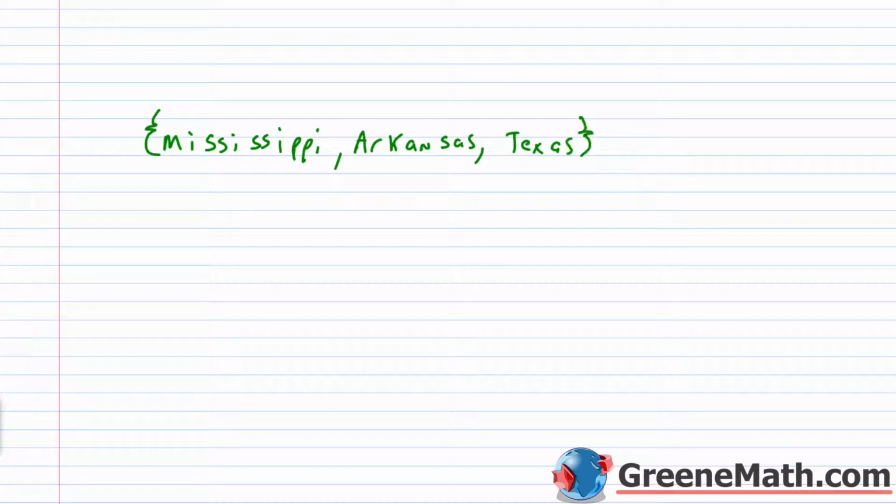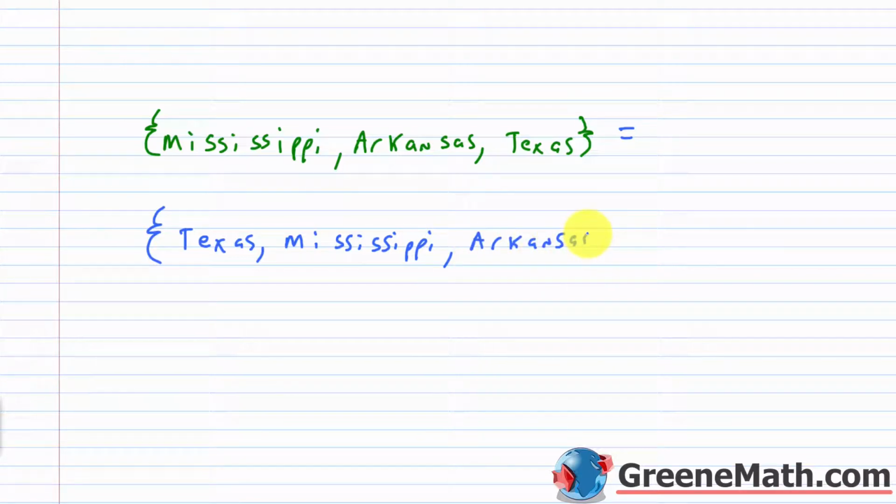And this would be equal to the set with the same elements just reordered. So let me reorder this. Let me write Texas first, then write Mississippi, and then let me write Arkansas last. And again, I could change the order as much as I want. What's important here are the elements or the members of the set.